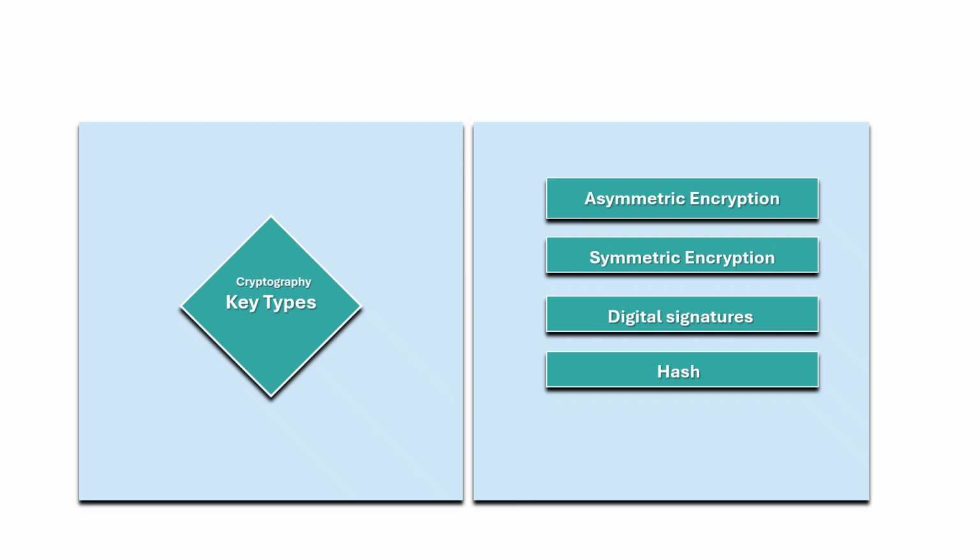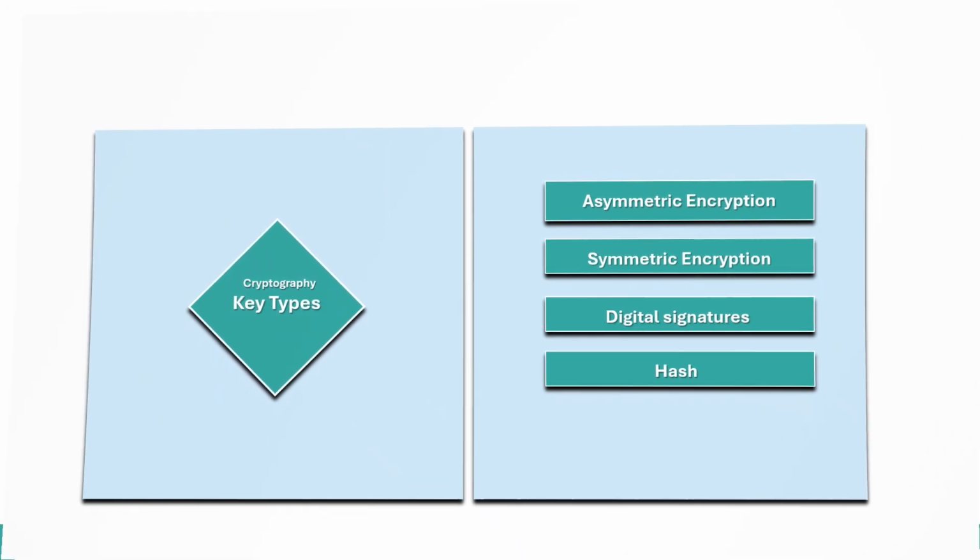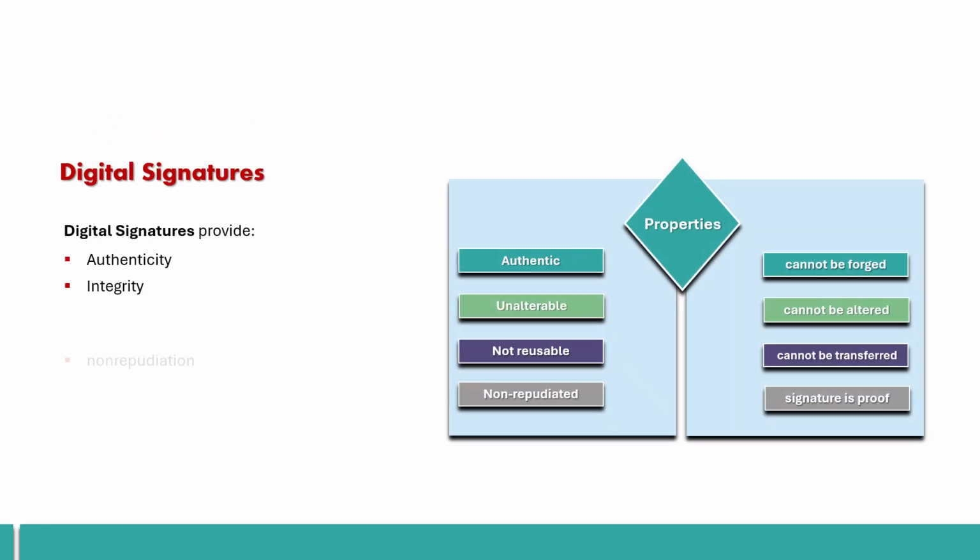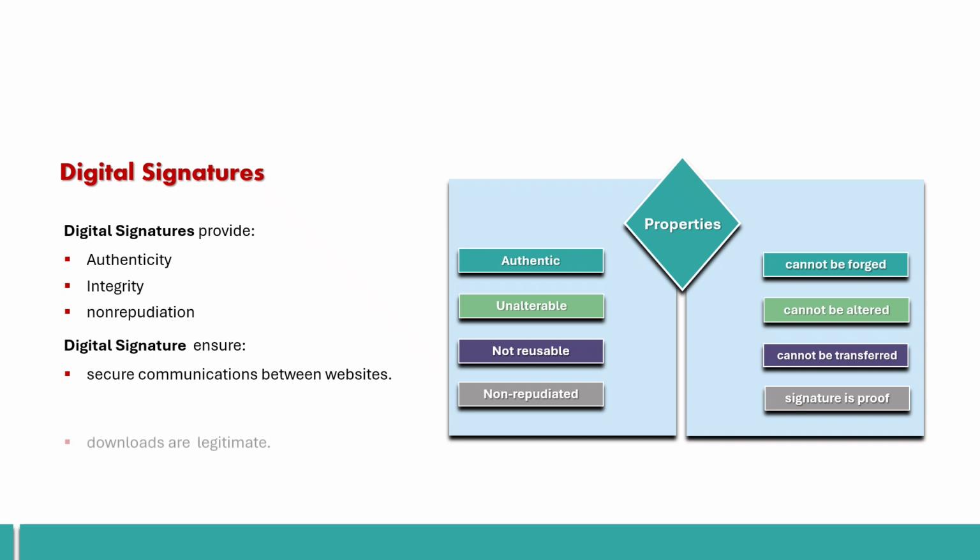In addition to asymmetric and symmetric encryptions, digital signatures and hashes also use keys. Digital signatures provide authenticity, integrity, and non-repudiation. Digital signatures ensure secure communications between websites and that the downloads are legitimate. Digital certificates are a mathematical technique.